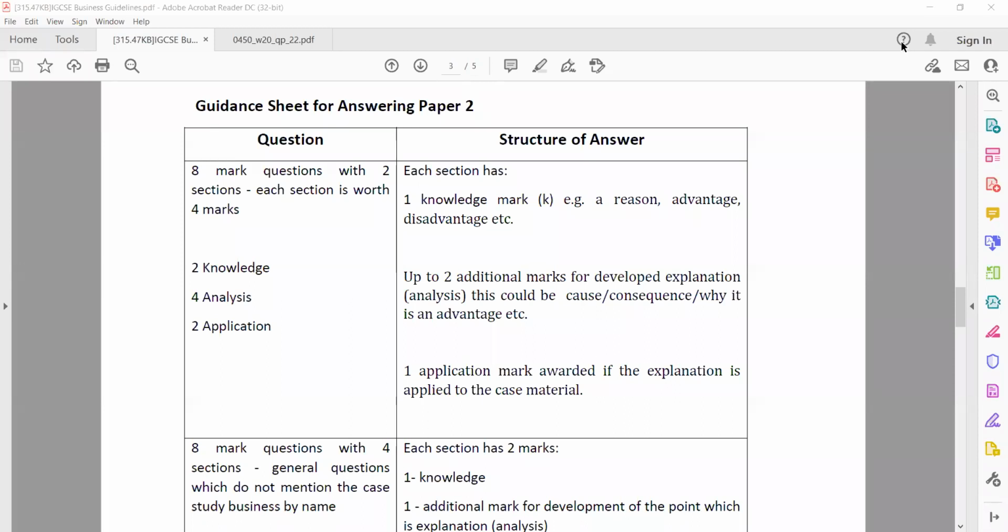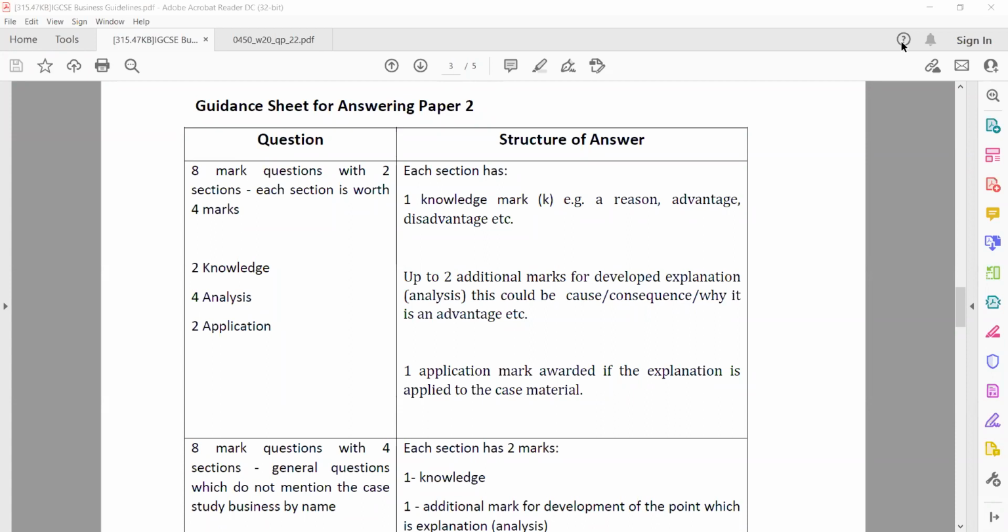Today we will discuss the structure for answering paper 2 questions. So in paper 2, there are only two types of question, which are 8 marks questions and 12 marks questions. We have 8 questions in total.